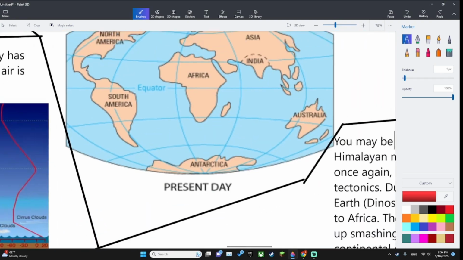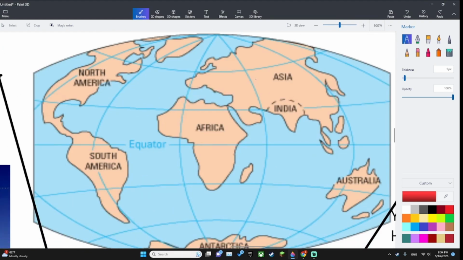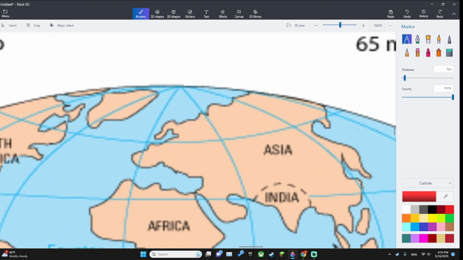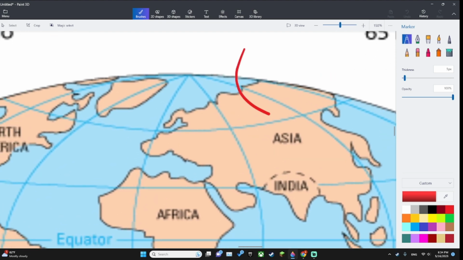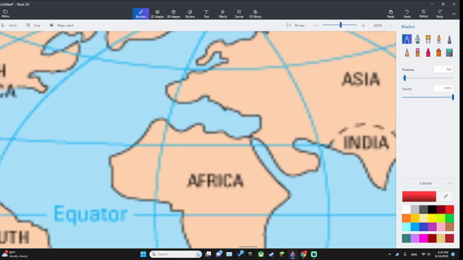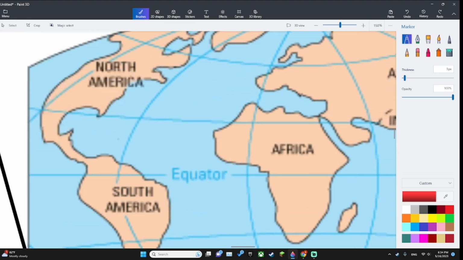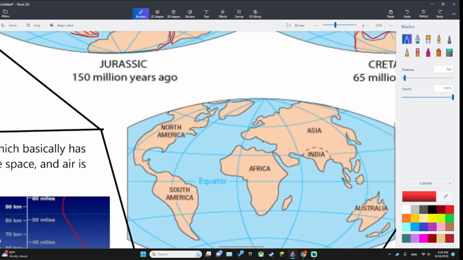And we get the modern day, everything's separated, and it's probably still moving. Let me predict. Australia is gonna fuse into Asia. North America is gonna fuse into Asia. Take Siberia, which is that big part of Russia that's super cold. This is gonna fuse back together. This is gonna pull away more. It's gonna become Pangea 2.0. It's the sequel.